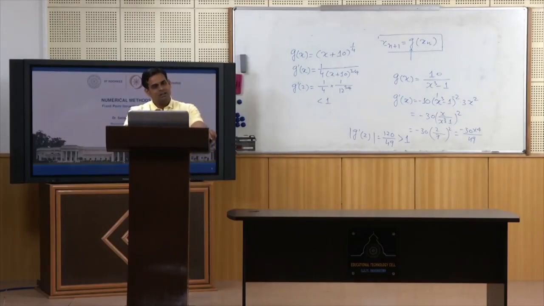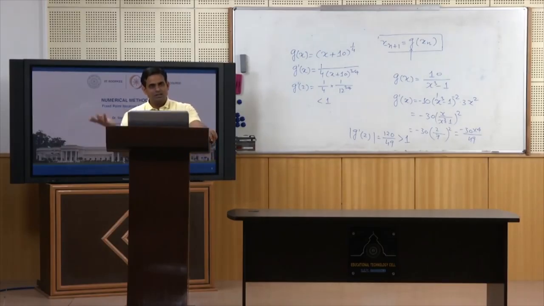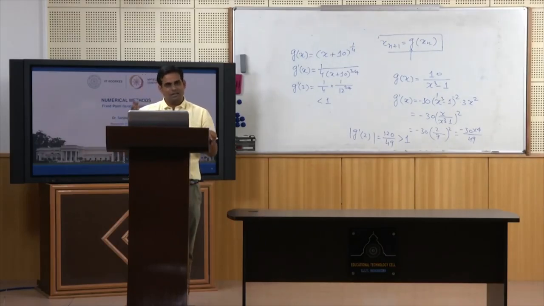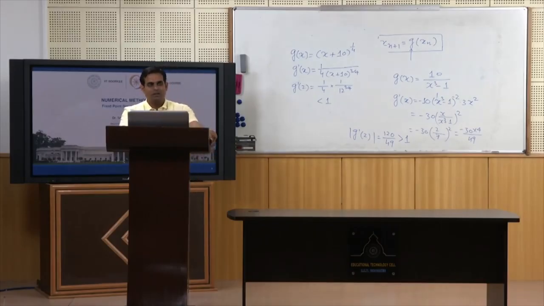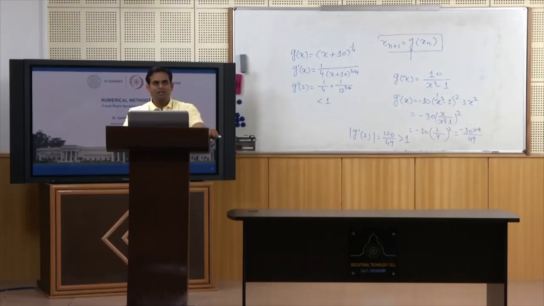You need to check the condition that the absolute value of g'(x) is less than or equal to 1 for all x belonging to the interval [a, b] for each g, and the g which gives a value much smaller than 1, we will use that one for further iterations, and based on that we will use our fixed point iteration method. Moreover, this method is quite simple in formulation if we leave out the choice of g.